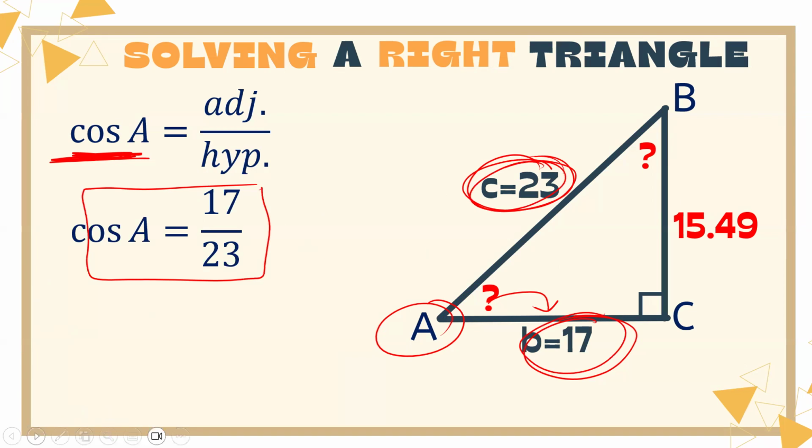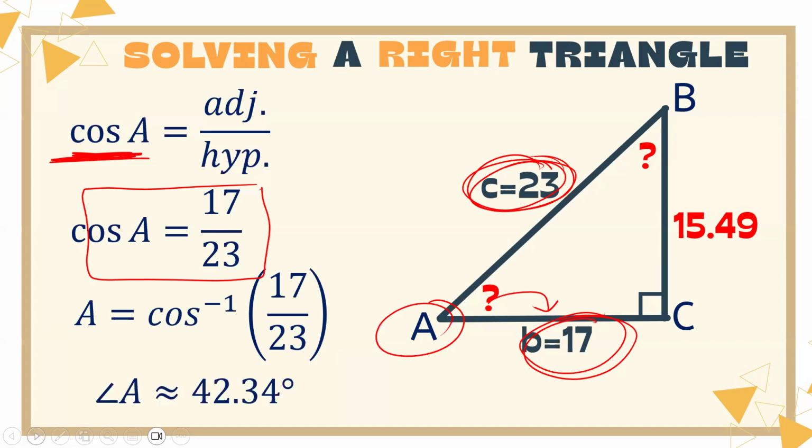We do the same thing. We click shift cosine in our calculators, or however that is for your specific calculator. So be familiar with the operation of your own calculator so that you'll be able to solve trigonometric problems properly. Clicking shift cosine will give you cosine -1 of 17 over 23, and the angle A would still be 42.34 degrees. So that's the same as what we calculated a while ago.